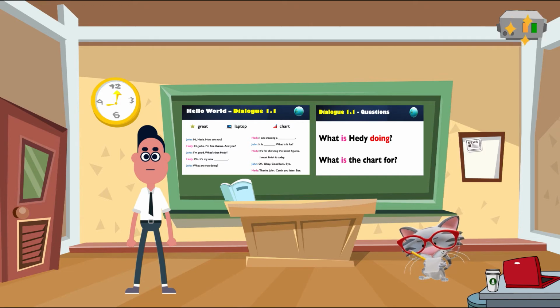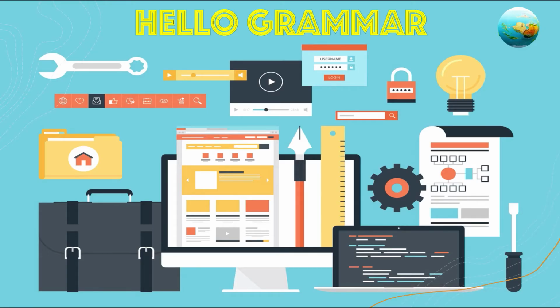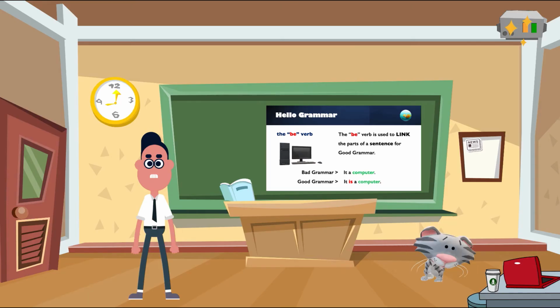Excellent. Well, we've been looking at the grammar, so it's time to talk a little bit more in depth about the grammar. Yes, afraid so. All right, so let's have the grammar up. Now, our grammar is looking at the be verb. The be verb is used to link parts of the sentence for good grammar. The be verb in English is an irregular verb, meaning it changes. It's quite a difficult verb to get the hang of in English because it changes depending upon what comes before it in a sentence. So in bad grammar, you don't use it.